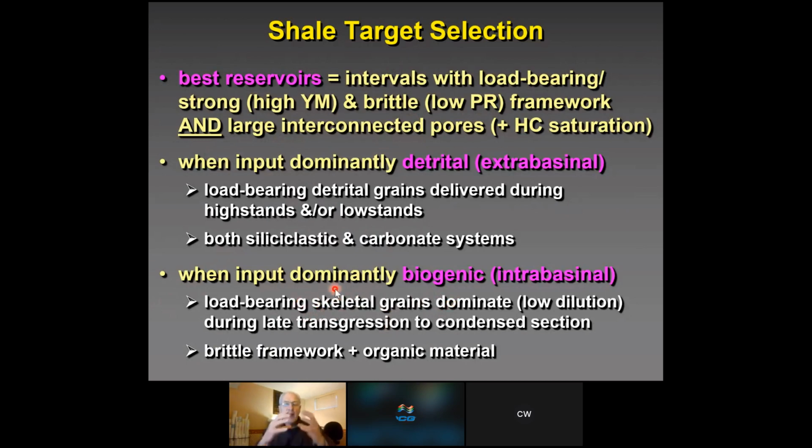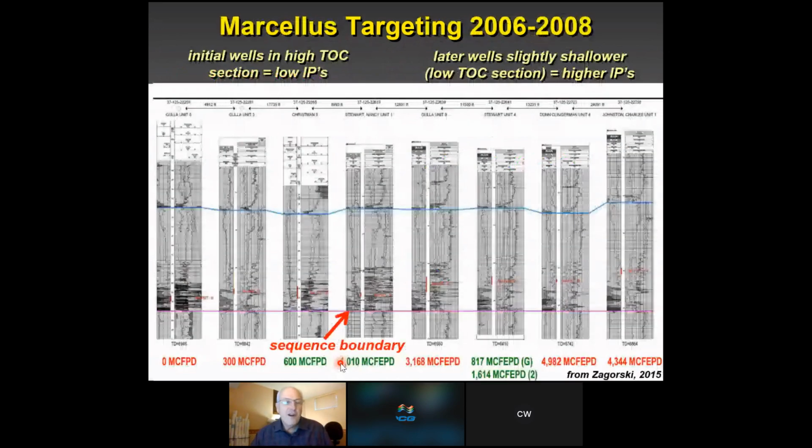So how do you accumulate a lot of microfossil debris? It's during late transgressions and condensed sections, where you don't have a lot of dilution. You also might get a lot of organic matter mixed in during this condensed interval. So here are some examples. I'll start with some of the earliest drilling, the Marcellus. Back in the mid-2000s, everyone was targeting the most organic rich interval in our shales. The Marcellus was no exception.